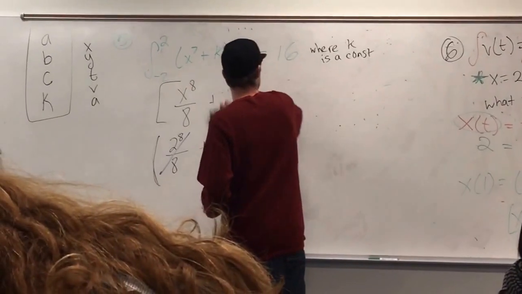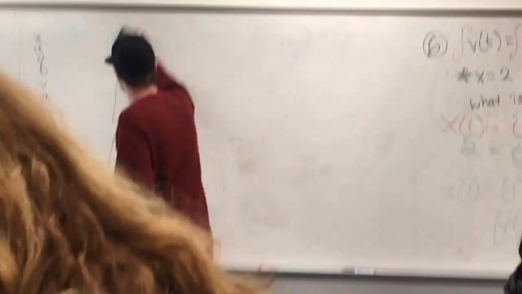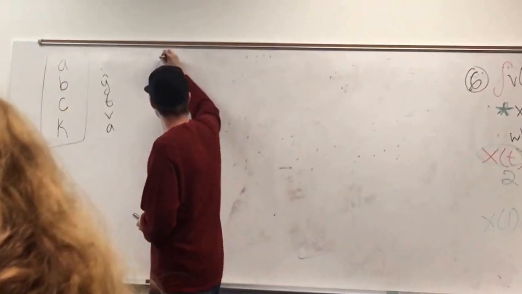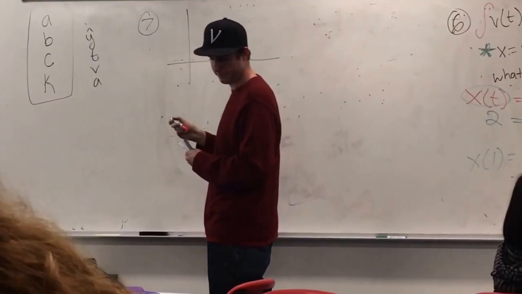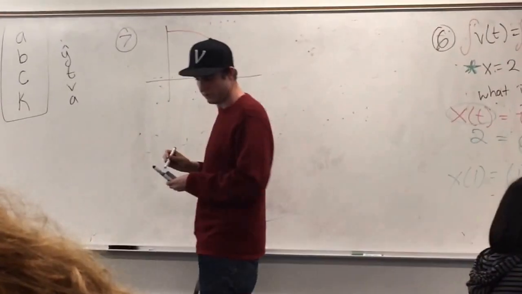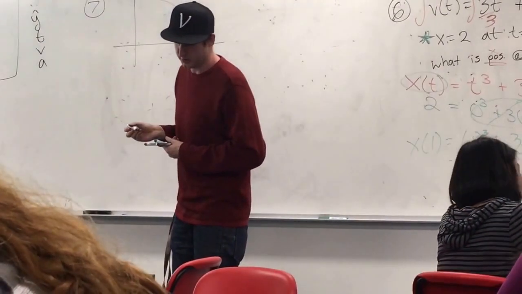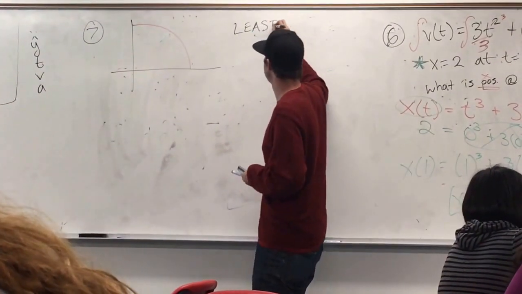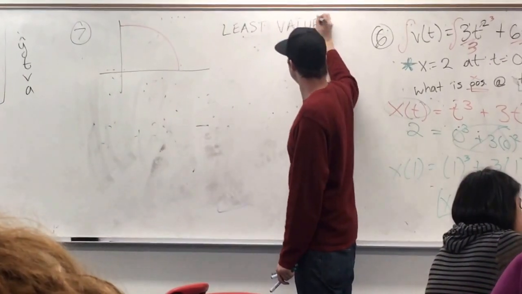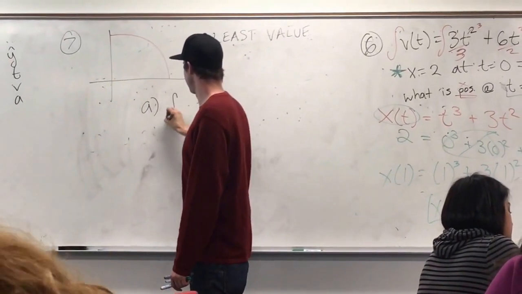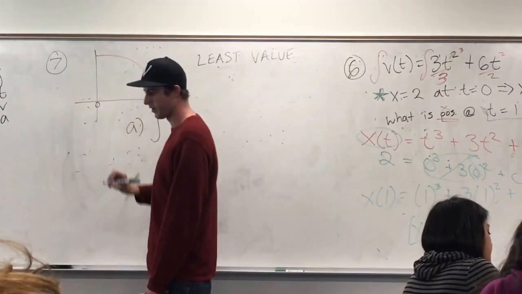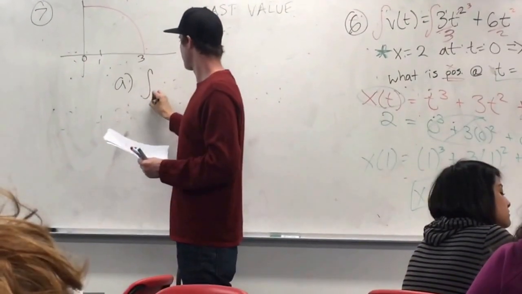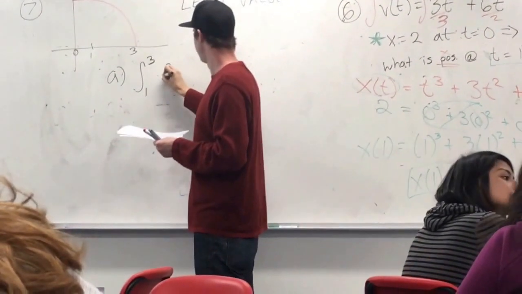I know I did mention this during the Riemann notes. So, number 7 gave us a graph. And it basically said which one of these has the least value, which would mean the smallest. So A was just the straight integral from 1 to 3 of f of x dx.